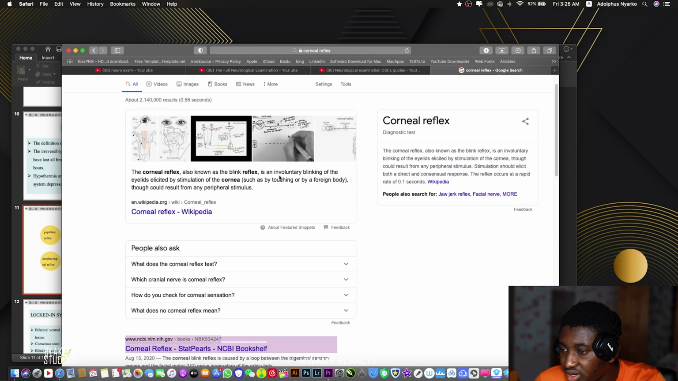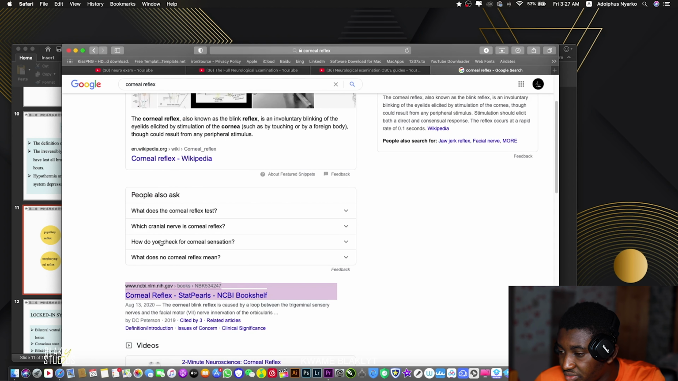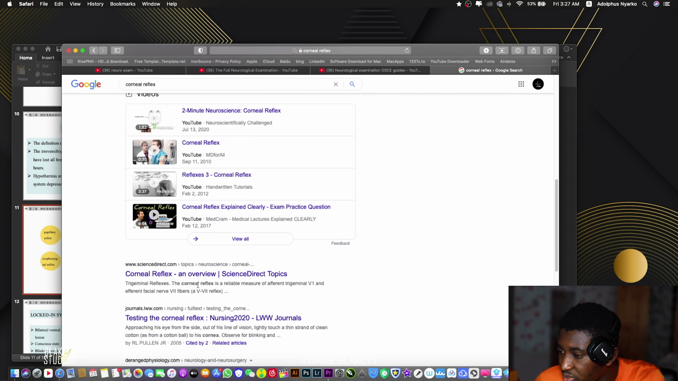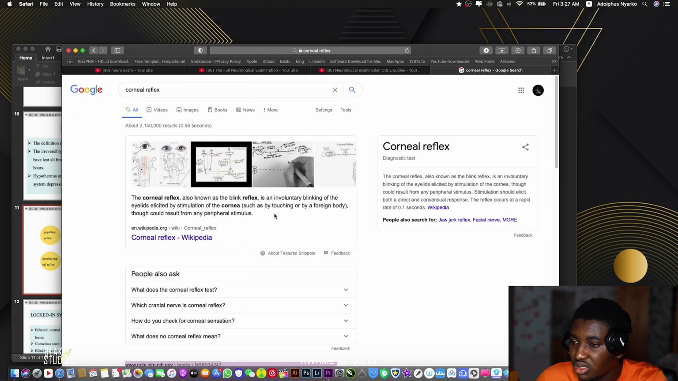It's also known as the blink reflex, an involuntary blinking of the eyelids elicited by stimulation of the cornea, such as by touching or by a foreign body, though it could result from any peripheral stimulus. So basically it's when the person blinks. It's caused by a loop between the trigeminal sensory nerves and the facial motor nerve innervation. I just want the definition: involuntary blinking of the eyelids elicited by stimulation of the cornea.